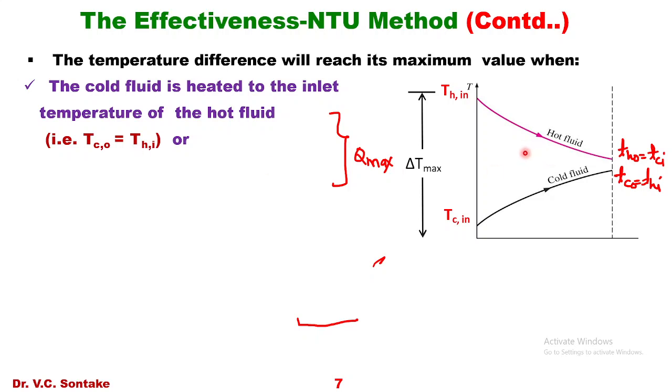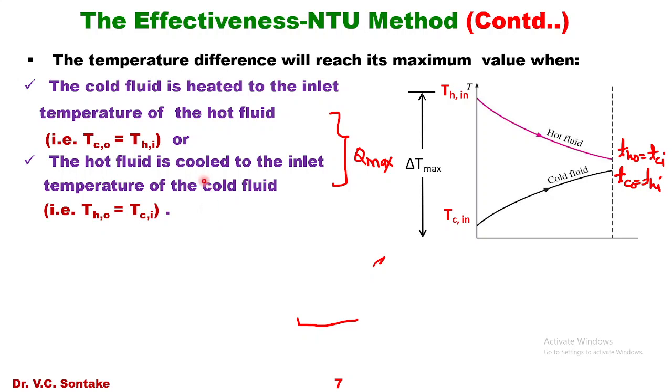Thi. In the figure there is a parallel flow heat exchanger with hot and cold fluid temperatures as Thi and Tci respectively, so the temperature difference will be maximum when Tco is equal to Thi, or the hot fluid is cooled to the inlet temperature of the cold fluid, that is Tho will be cooled down to the initial temperature of cold fluid, Tho is equal to Tci. Under both these conditions or either of the conditions, heat transfer rate will be maximum in a particular heat exchanger.